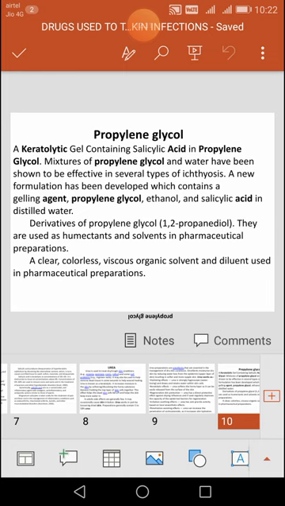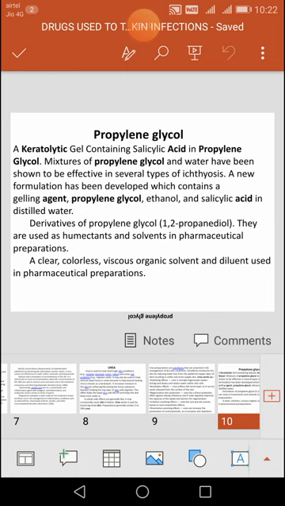The next keratolytic agent is propylene glycol. So this is a keratolytic gel containing salicylic acid in propylene glycol. Again, see, salicylic acid is there. Then a mixture of propylene glycol and water has been shown to be effective in several types of ichthyosis. Then a new formulation has been developed which contains a gelling agent, that is propylene glycol, ethanol and salicylic acid in distilled water.